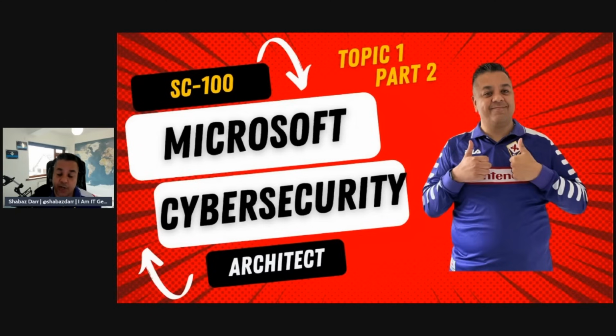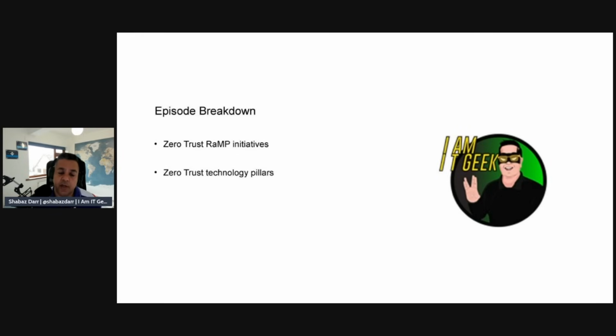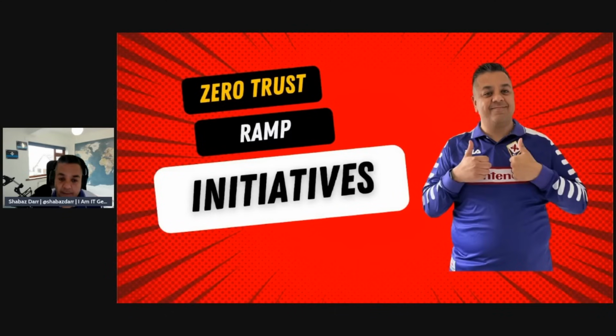So let's look at what we are going to cover in this episode. We're going to talk about zero trust RAMP initiatives. We're going to talk about zero trust technology pillars, and then we're going to jump into a lab or a bit of a demo. And again, the demos are not going to focus on the GitHub repository ones because they're all around design. Although I recommend that you do those, I'm trying to keep these episodes interesting. So I'm going to walk through and do some different configurations, and some walkthroughs of the Microsoft Defender XDR platform, as well as Defender for Cloud.